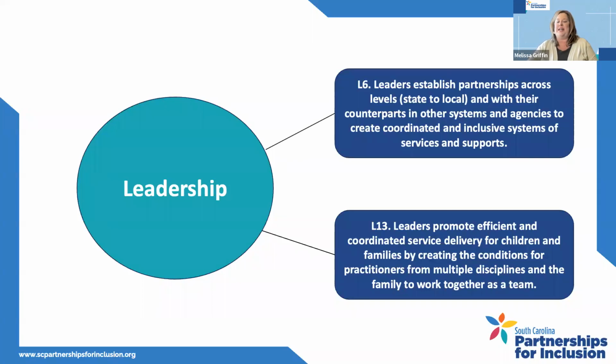The first one's leadership. So we see L6 is that leaders establish partnerships across levels, state to local, with their counterparts in other systems and agencies to create coordinated and inclusive systems of services and supports. L13 is leaders promote efficient and coordinated service delivery for children and families by creating the conditions for practitioners from multiple disciplines and the family to work together as a team. So how do we see this brought to life in Olivia's story?